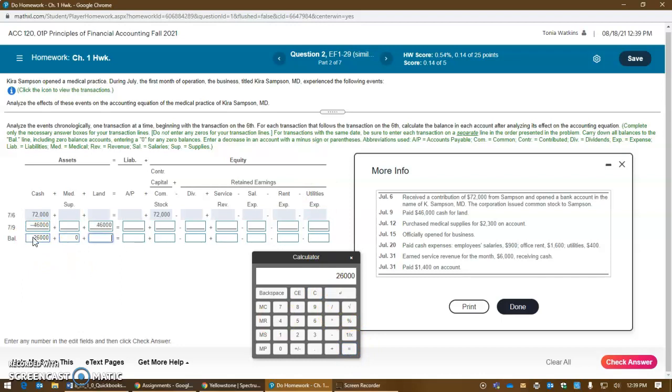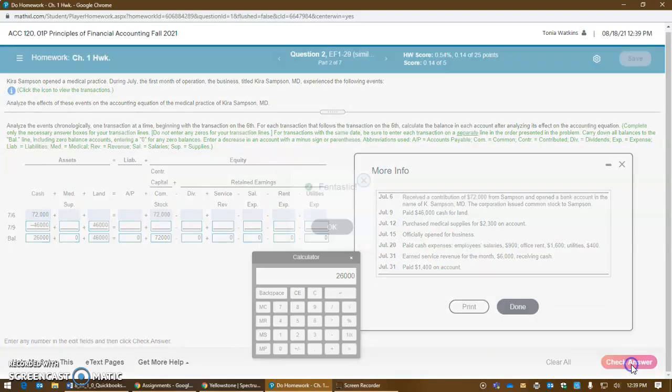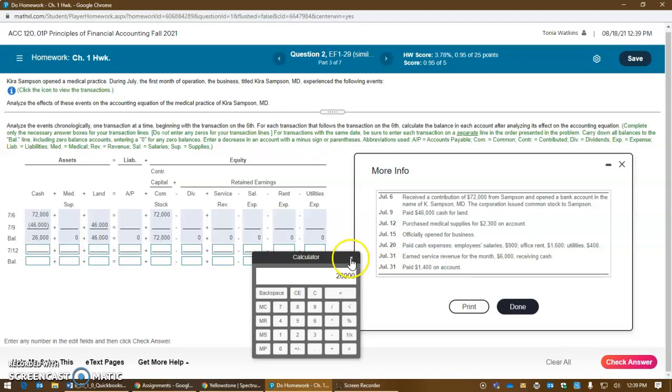Medical supplies, I don't have any. That's where the instructions say in the balance line, put a 0 if there's nothing there. If the balance is 0, enter a 0. But see how up here on 7.9 and on 7.6, if those accounts were not affected, I didn't put anything there. I left them blank. And check answer. Okay. And you're just going to keep going.